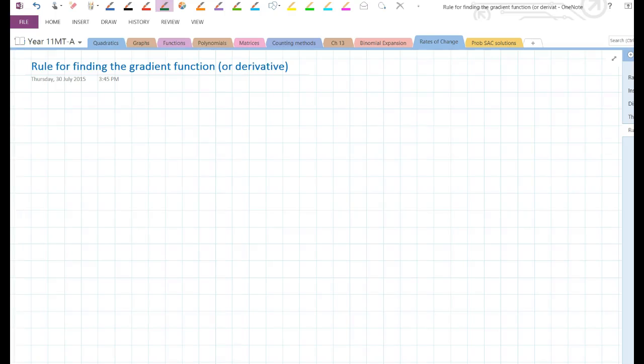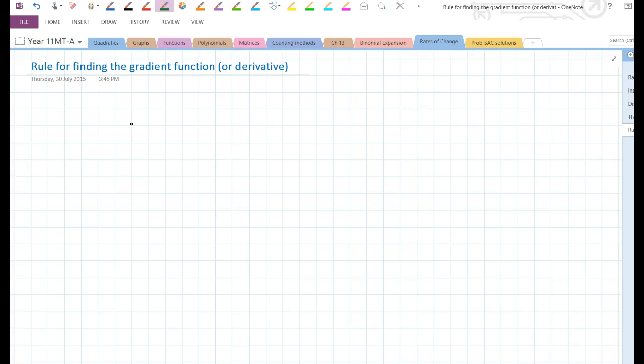Right, I want to go through with you now the rules for finding the gradient function. I think you've done your time and you've earned the right to know what the shortcut is now. So given, like I said in class today, any function has a gradient function, and the purpose of it is to deliver the gradient or the rate of change at any point on that curve or in that function.